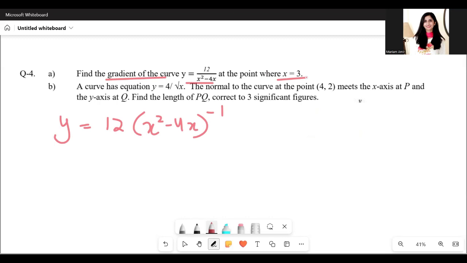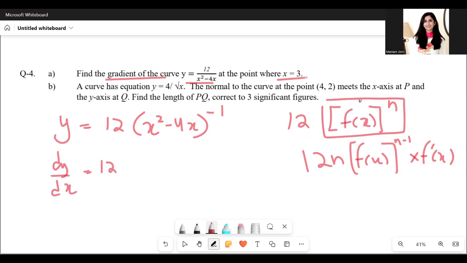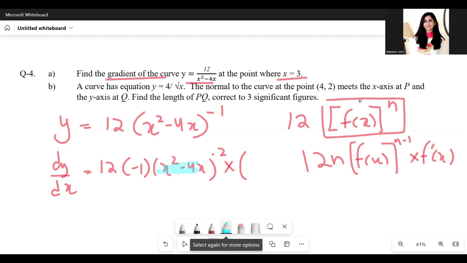So now this is a function. There's a 12 outside, and then there's a function f(x) to the power n, and we need to differentiate this function. So it's going to be n f(x) to the power n minus 1 times f prime x, which is the derivative of f(x). And nothing is going to happen to the 12, it's going to stay 12. So dy by dx would be equal to 12 stays 12, power comes down, minus 1, power gets reduced by 1, so minus 2, times f prime x, which is the derivative of this, which is going to be 2x minus 4.